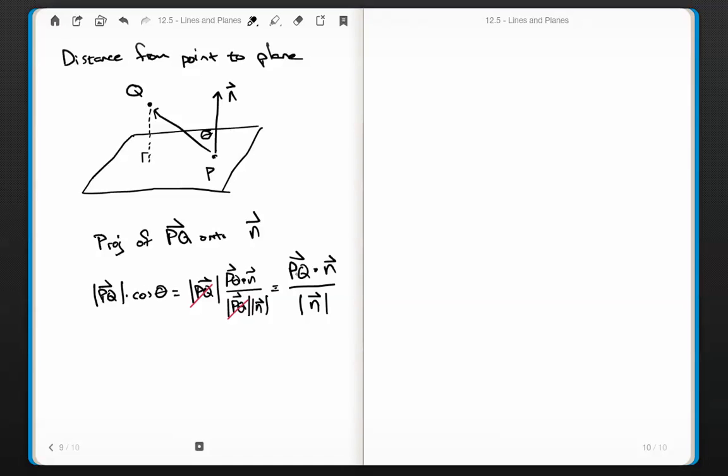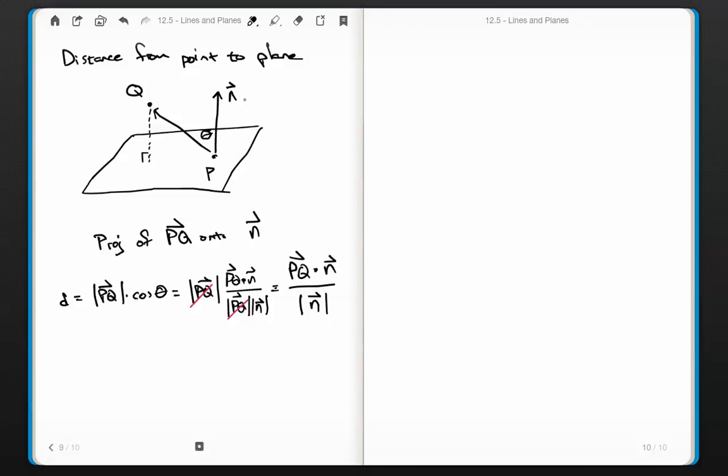So this gives us the distance. Wait, let's check to make sure this is a scalar. Vector dot vector, dot product, scalar product. Scalar divided by magnitude is still a scalar. So yeah, that makes for a good distance. So this whole thing equals distance, right?